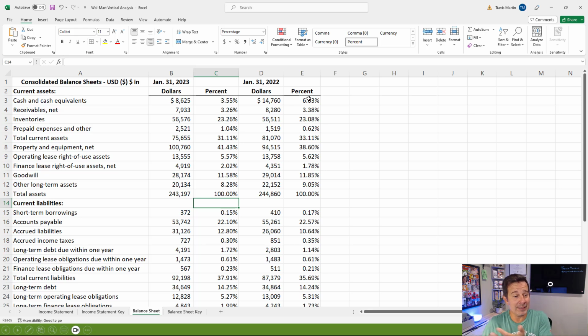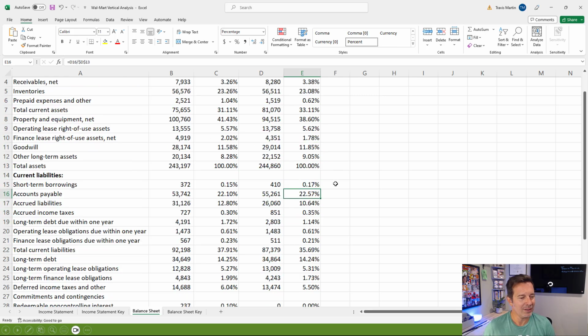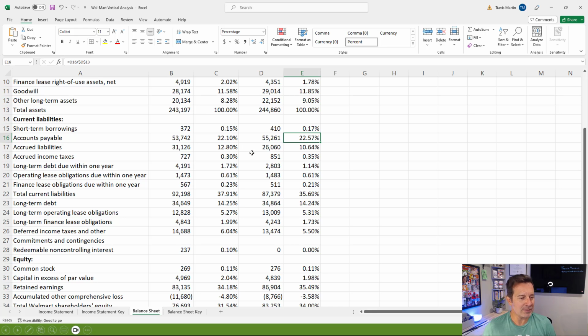We see that in year 1 here, Walmart had 6% of their asset pie in cash. We can see it's gone down to 3.55% in year 2. Looking for other big dramatic changes here, property and equipment, you can see it's gone up 3%. And so maybe they've made some investments in stores and they're making those look nicer and neater and brighter and better. In the liabilities part, you can see things look pretty consistent from year 1 to year 2.